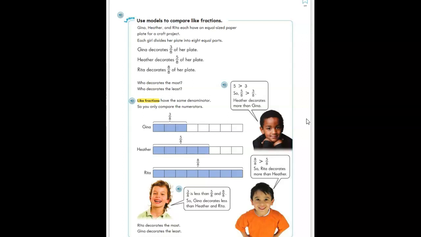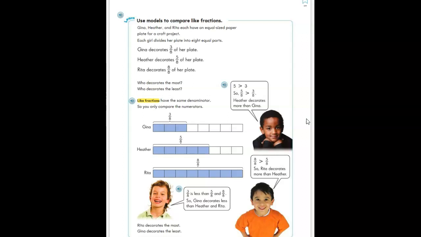They're all dividing their same-sized paper plate into 8 equal pieces. If you were doing that at home, you would fold it in half first. That would make 2 pieces. Then you fold that in half again, making 4 equal pieces, and then you fold it in half one more time, and that will give you 8 equal pieces. All 3 girls did that, and then Gina decorated 3/8 of her plate. So she decorated 3 of those pieces out of her total of 8. Heather decorated 5/8, and Rita decorated 8/8.